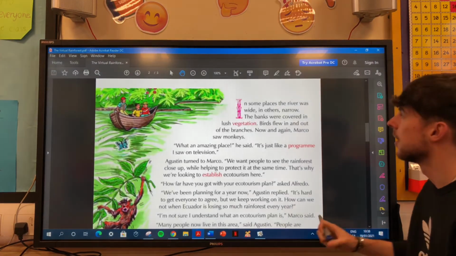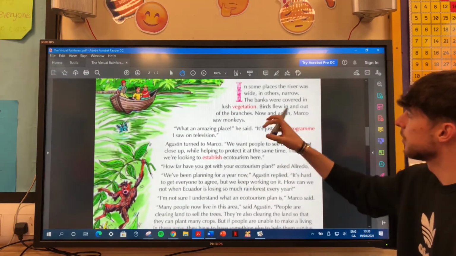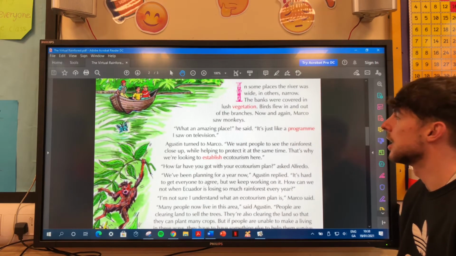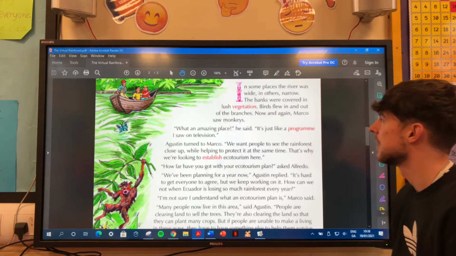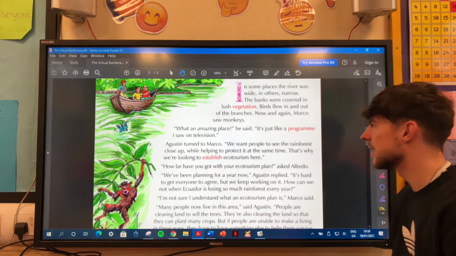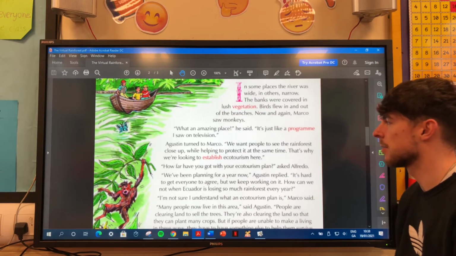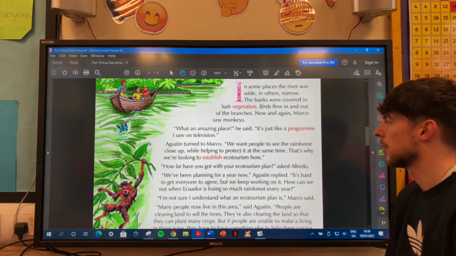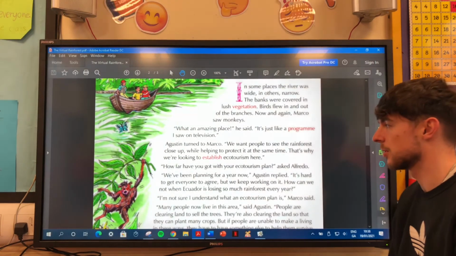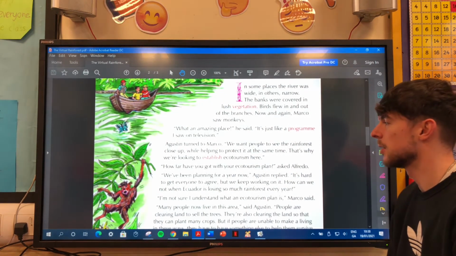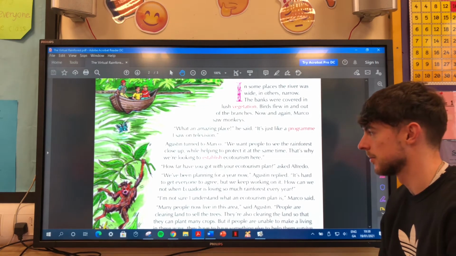In some places, the river was wide, in others, narrow. The banks were covered in lush vegetation. Birds flew in and out of the branches. Now and again, Marco saw monkeys. What an amazing place, he said. It's just like a program I saw on television. Augustine turned to Marco. We want people to see the rainforest close up, while helping to protect it at the same time. That's why we're looking to establish ecotourism here.